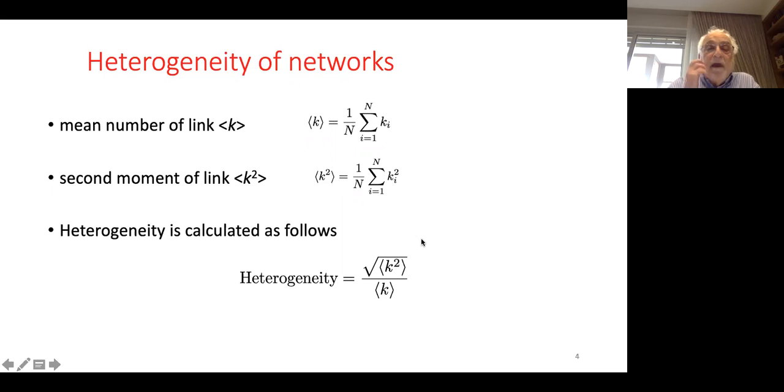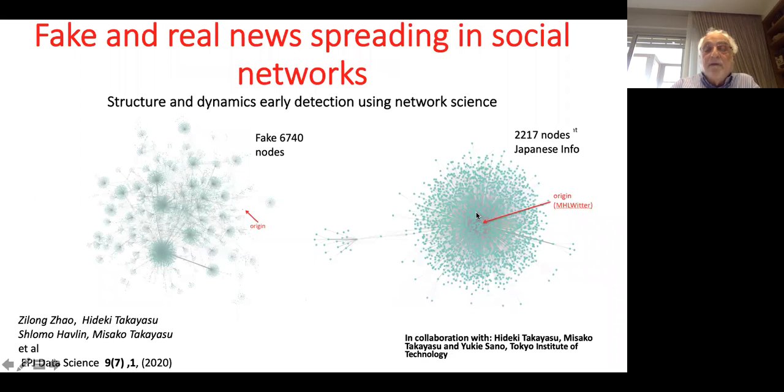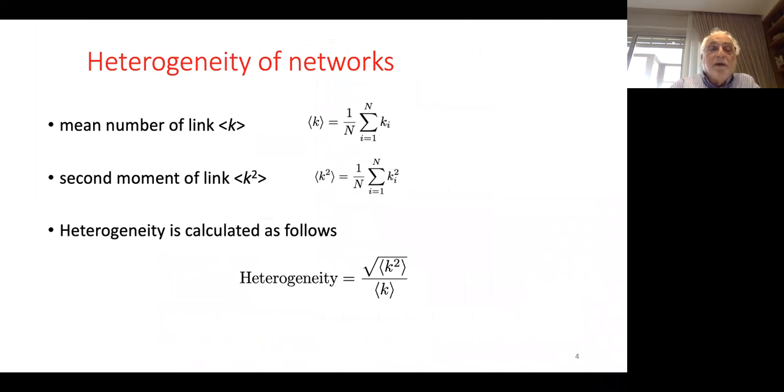Now, if the square root of this divided by the average is large, it means there is heterogeneity. It's more like the real news. But if it's small, there is less heterogeneity, because here there is much more heterogeneity, there are nodes that have many links and many nodes that have only one link. But here you have less heterogeneity, and we want to see how, by measuring heterogeneity, we can distinguish between fake and real, because this is very easy to follow.